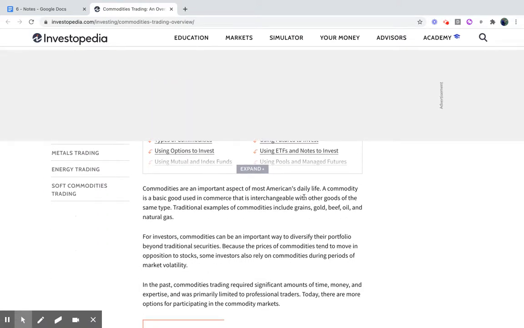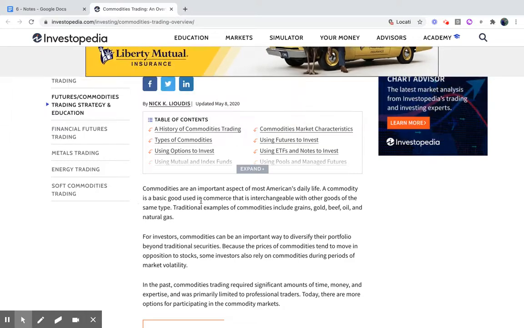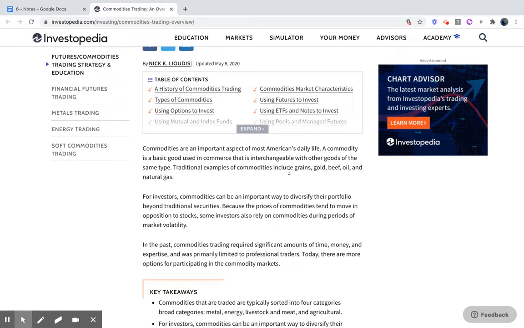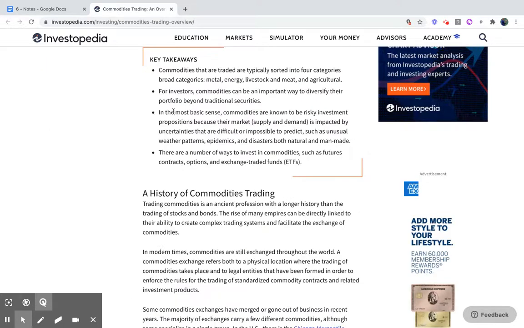Important aspects of most Americans' daily life: a commodity is a basic good used in commerce, interchangeable with other goods of the same type. So commodities are grains, gold, beef, oil, and natural gas. Okay, so not companies, but items that we're using. All right, commodities that are traded are typically sorted into four categories: metals, energy, livestock and meat, and agriculture.